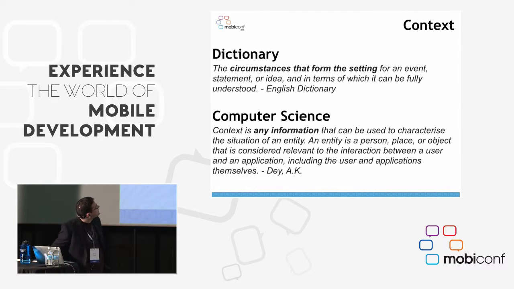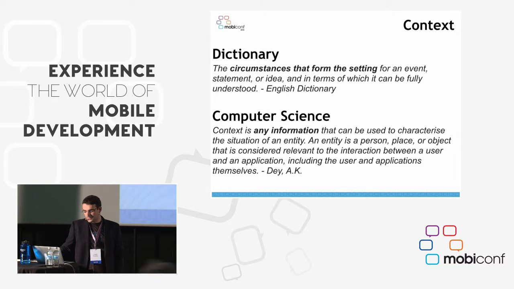According to the dictionary, context is the circumstances that form the setting for an event. But of course, from the computer science side of things, it is any information you can gather or use to characterize the situation of an entity. And an entity here can be a person, a sensor, a place, an object, anything. So it's very broad.